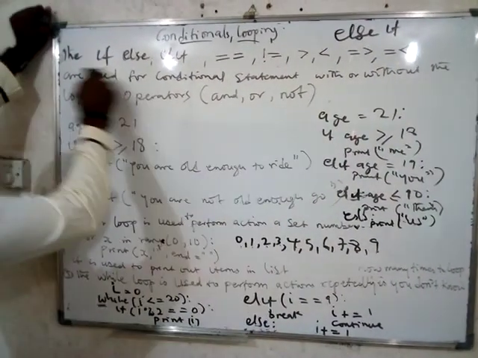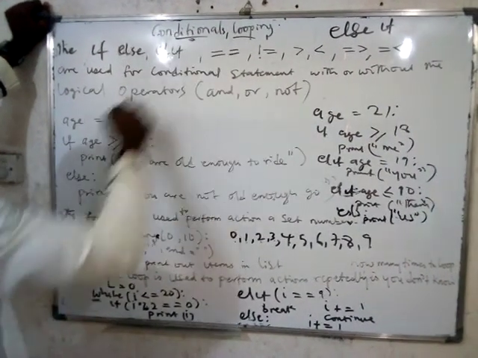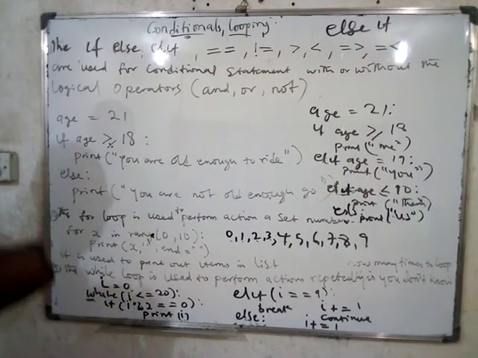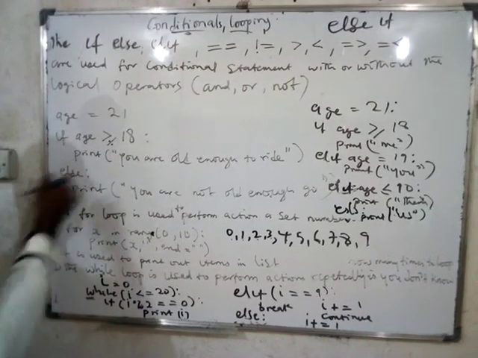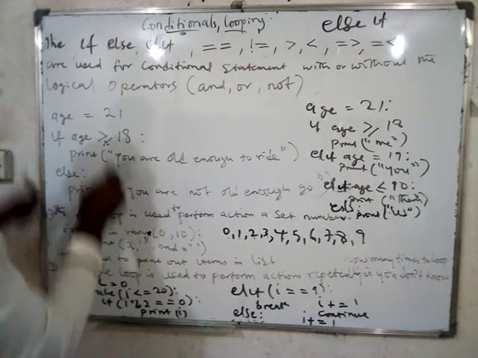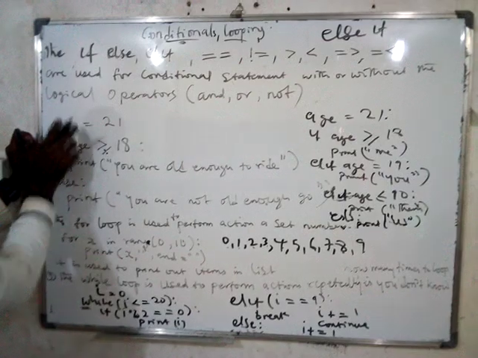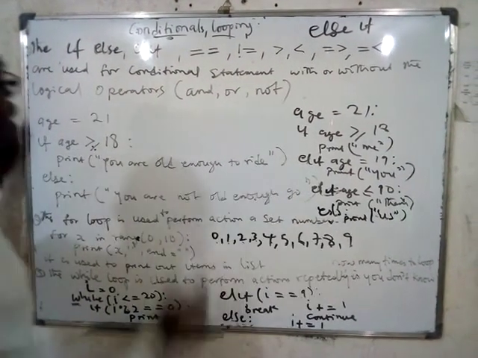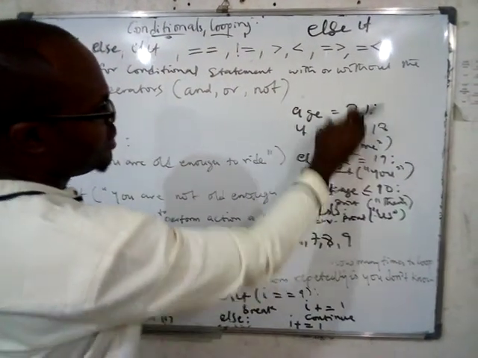So you use the if-else statement when you have conditions that you want to check. This is a condition. You're checking whether age is greater than or equal to 18. This is only one condition checked. So you use the if-else statement. But you use the elif statement when the conditions are plenty.